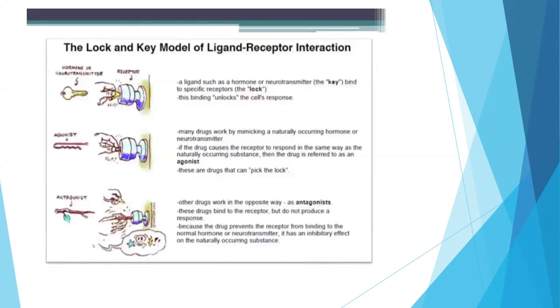Now, one important concept is the lock and key model for ligand-receptor interaction. A ligand such as a hormone or neurotransmitter, which is called the key, binds to the specific receptor, which is called the lock, and this binding unlocks the cell's response. Many drugs work by mimicking a naturally occurring hormone or neurotransmitter. If the drug causes the receptor to respond in the same way as the naturally occurring substance, then the drug is referred to as an agonist. So, these are drugs that can pick the lock. Whereas other drugs work in an opposite way. For example, an antagonist binds to the receptor, but does not produce a response.